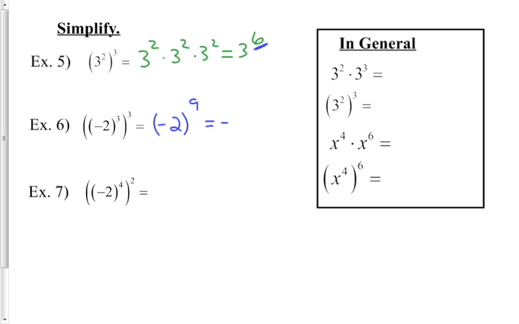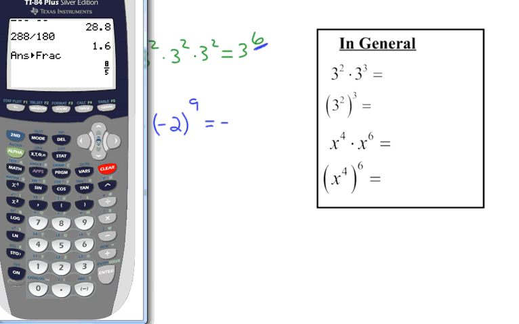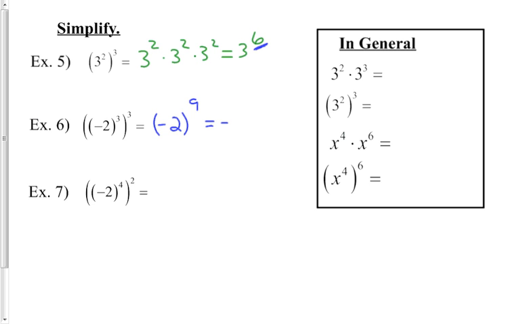I'm going to quickly plug that in my calculator and see there. 2 raised to the 9th power. I'm going to get 512. But that negative is still there. So 512. So a negative 512. But again, powers to powers, you multiply. And our last example in this part, we got negative 2, and now it's raised to the 4 times 2, to the 8th power.